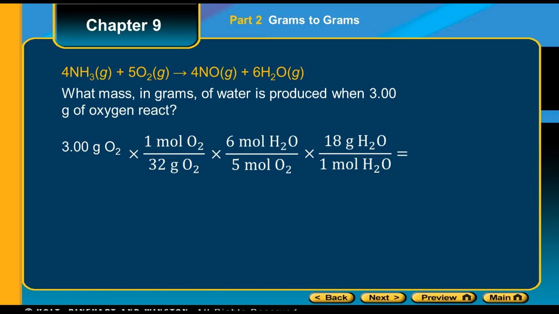We take the 3 grams divided by 32 times 6 divided by 5 times 18, and you will get an answer of 2.03 grams of H2O. What this is telling me is this: when I use 3 grams of O2 and I react it completely, I will produce 2.03 grams of H2O.